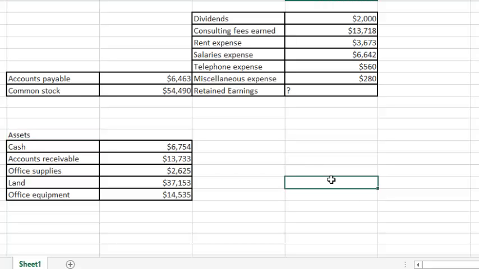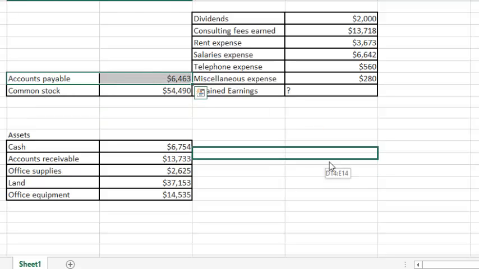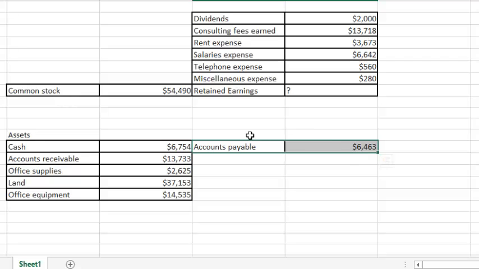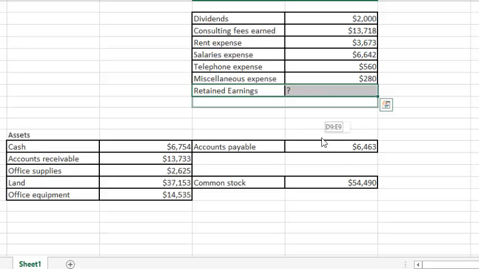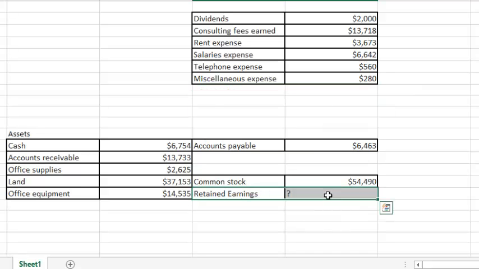Now, the other items that we want to talk about are going to be accounts payable. Well, accounts payable is a liability, so let's just move this over to liabilities. And then we have common stock, and the other item that we have in the balance sheet is retained earnings. So let's just drop this down and see what we've got.